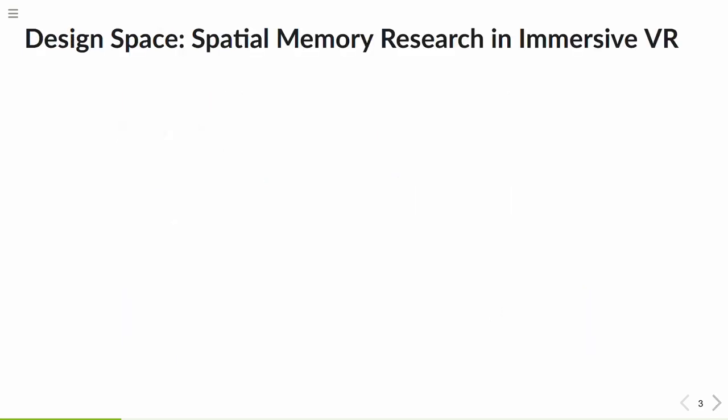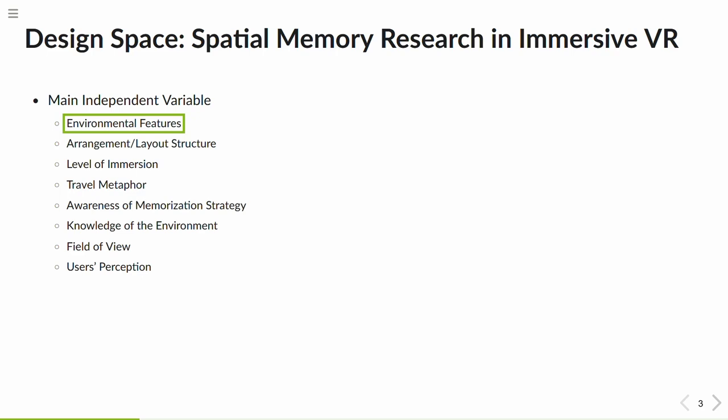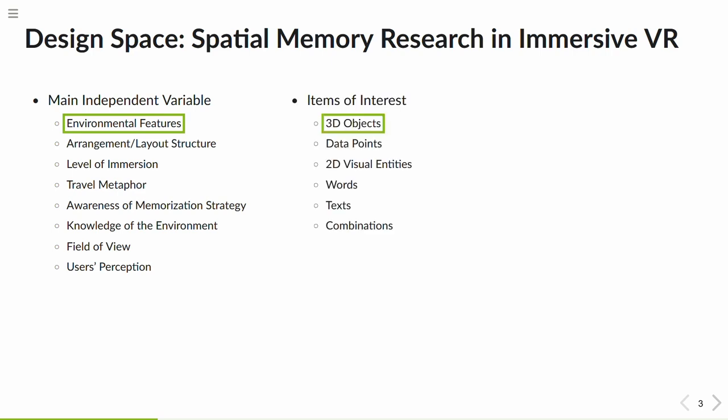We wanted to combine research regarding spatial memory and immersive analytics. In order to get a structured overview of past work regarding spatial memory in and with the help of immersive virtual environments, we elaborated a design space. Overall, we identified 3 higher-level categories, being the main independent variable, which is the primary subject of investigation, so what was systematically varied. Then the items of interest, which indicate the type of objects or information that are to be memorized. And the item engagement, which denotes the degree of user involvement regarding the interaction with the items of interest.